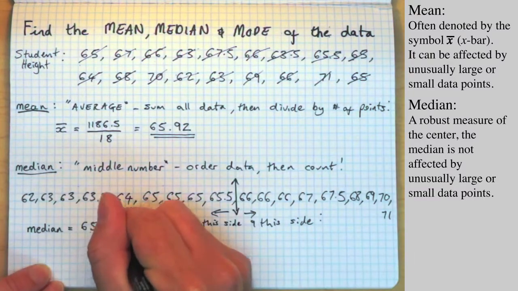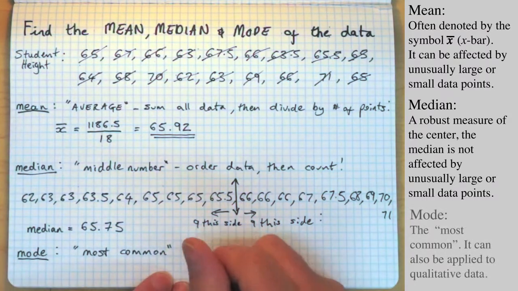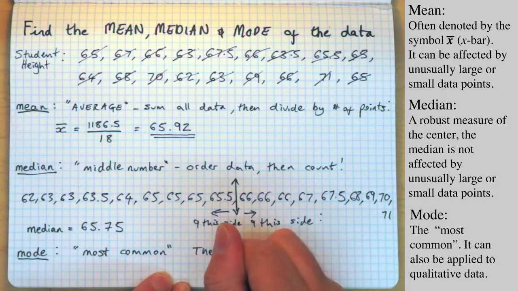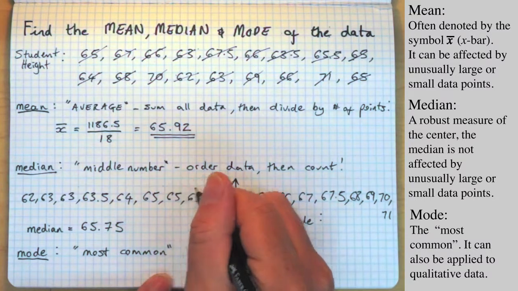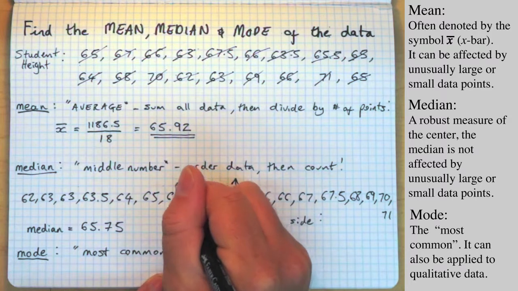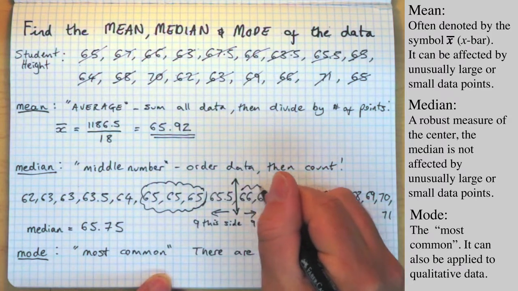Finally, the mode is the most common entry in your data set. It's the most common number that you see. The mode is the only one of these three measures that can be applied also to qualitative data. For example, it makes sense to think of the most common brand of washing machine, but you couldn't do a mean calculation on such a measure.